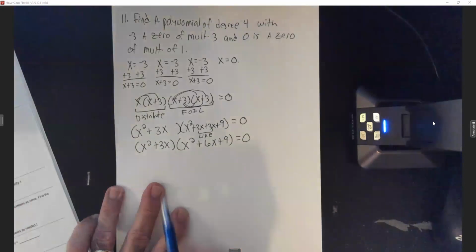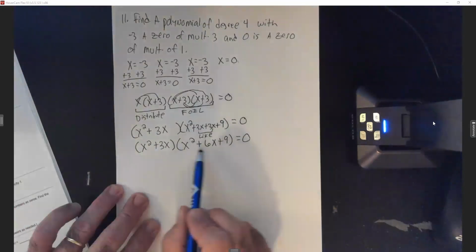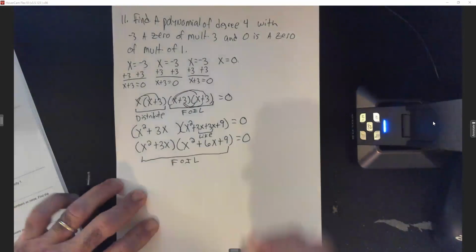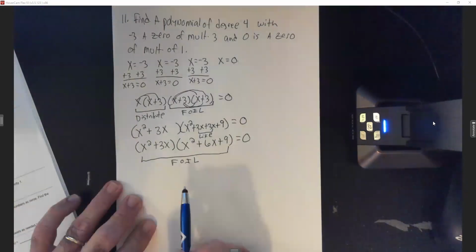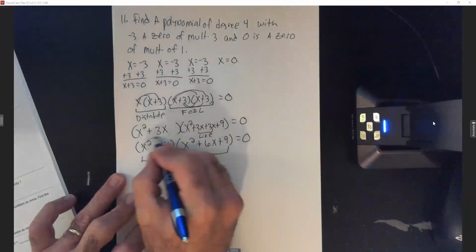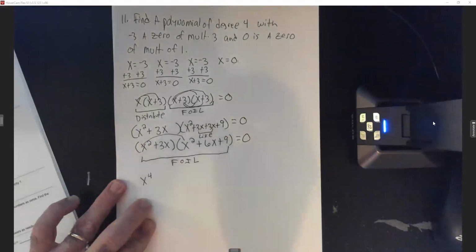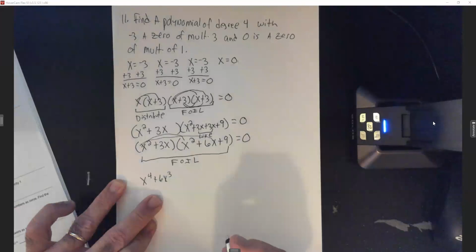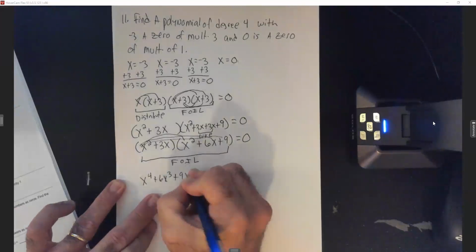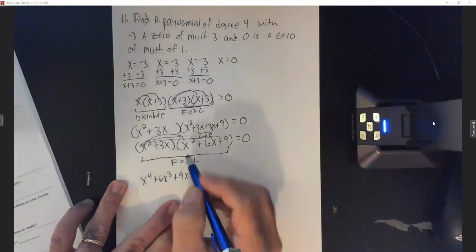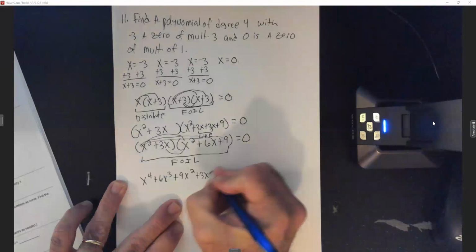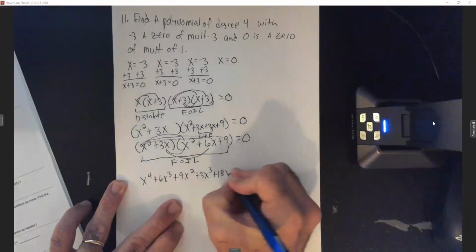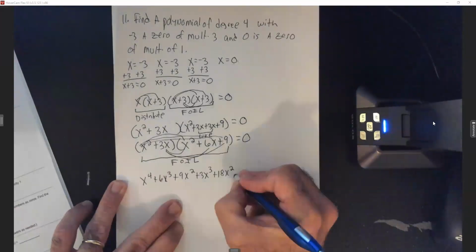So since we did both of these at the same time, now I just got to multiply one last time, but I do got to FOIL this. So since it's the last things I'm going to multiply, let's see what happens. X squared times x squared is x to the fourth. So there's my degree 4. X squared times 6x is a 6x to the third. X squared times 9 is a 9x squared. Now do these. 3x times x squared is a 3x to the third. 3x times 6x is an 18x squared. And then 3x times 9 is 27x.